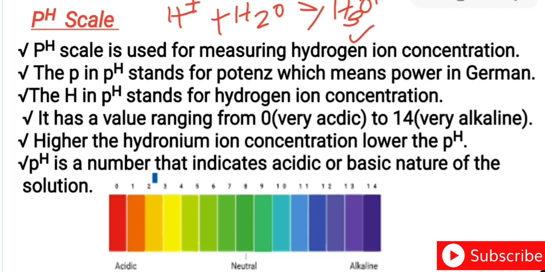The more the hydronium ion concentration is, the pH value reduces, because of the pH formula. What is the formula for the pH? pH is equal to minus log base 10 of the H plus ion concentration. So, the more the H plus ion, the more negative the log value, and the lower the pH value. So, pH is a number that indicates the acidic or basic nature of the solution.